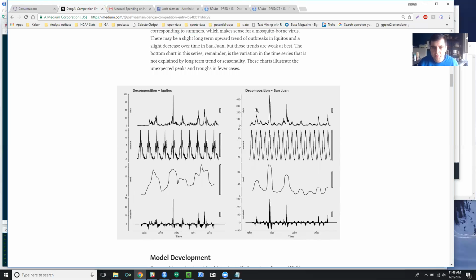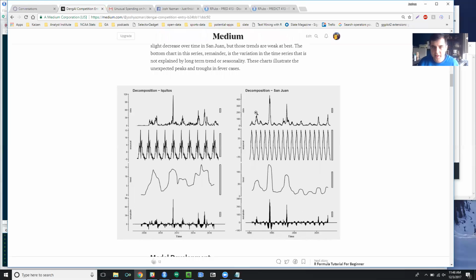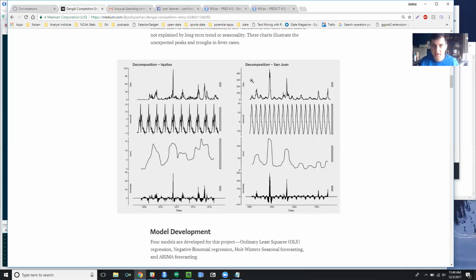Before I move on to the models, I wanted to call out that very early on in the modeling process, I made a decision to model these two cities completely separately. I think it makes a lot of sense because Iquitos and San Juan have different climate factors that go into them, and if you try to predict outbreaks in Iquitos using San Juan data, you might get different coefficients that aren't as relevant.